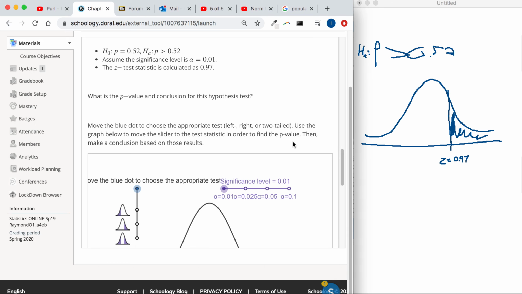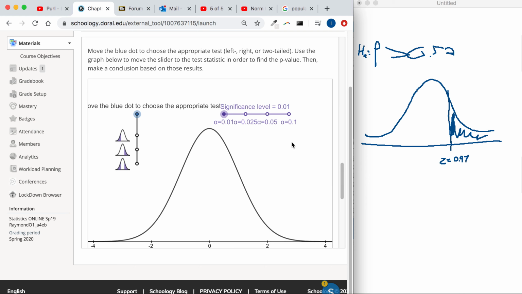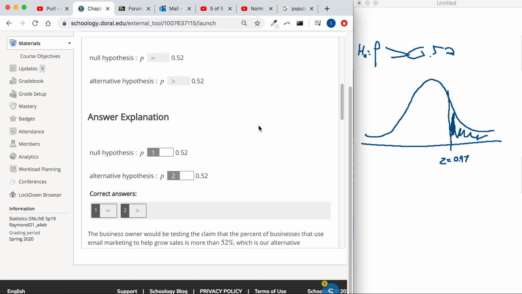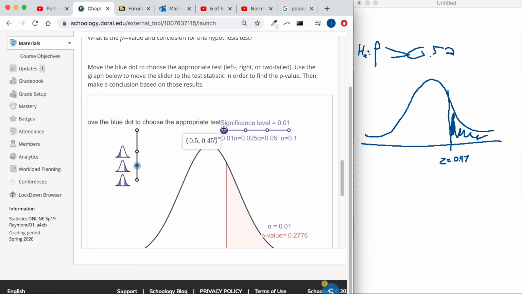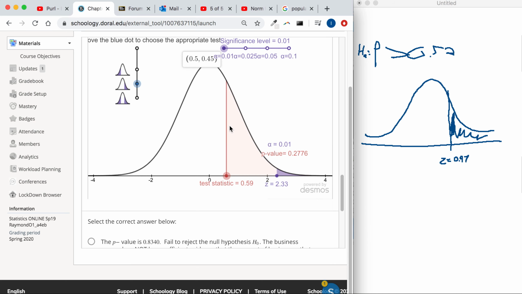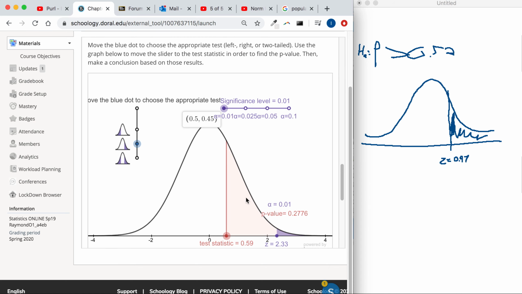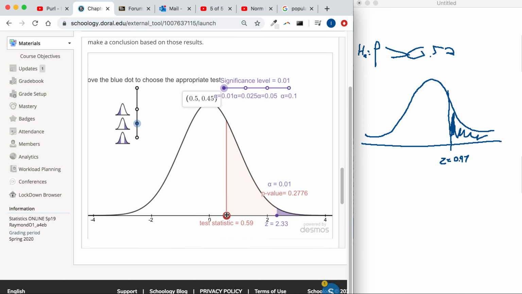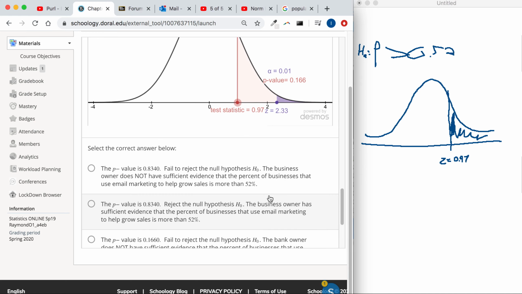Okay, so what's the p-value conclusion for this hypothesis test? We said it's a right-tailed test. Let's do that. The significance level, I don't know why they make us drag this. Where is it? Significance level is 0.01. Oh, right there, 0.01. And the p-value is going to be determined by that z-score of 0.97. So the test statistic is 0.97 right here. So it tells you that red shaded area that we were looking for is 0.166. That's your p-value.